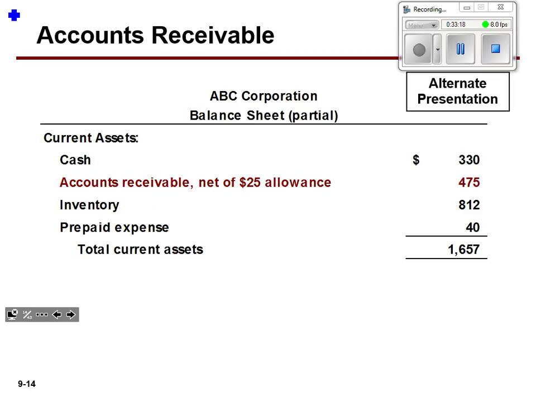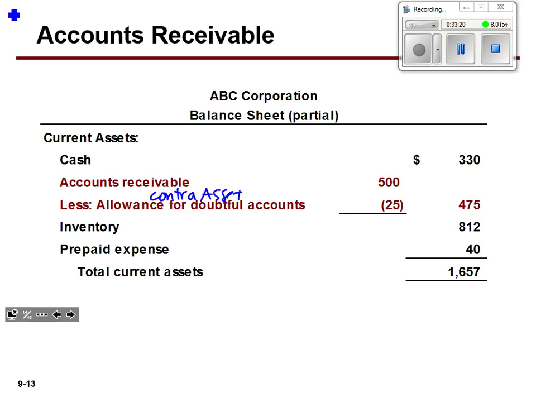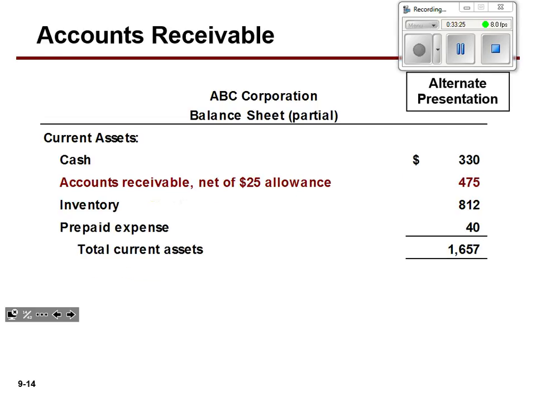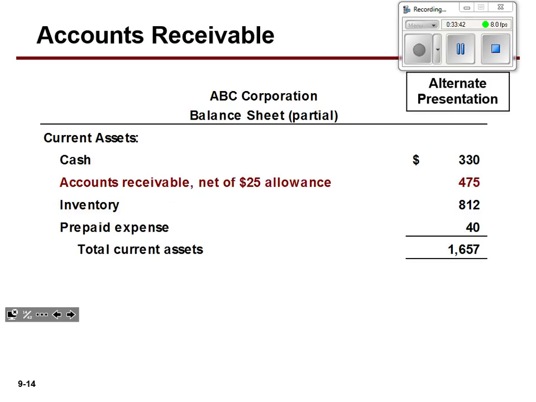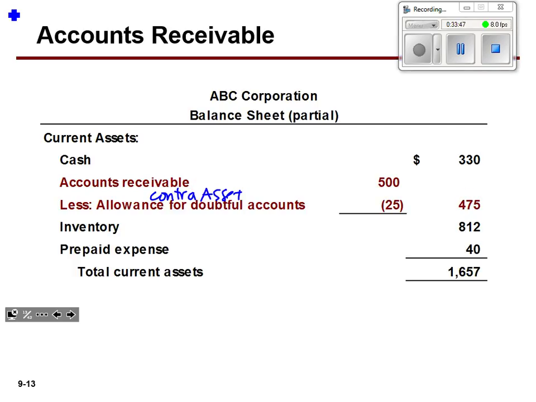Another way to look at it is all on one line. So instead of breaking it down, AR less the contra, you can put it on one line as well, AR net of the 25 allowance. I like this way better because that's how equipment is. You'll get into that with our depreciation chapter coming up. I like the two-line item. It lists it a little bit cleaner. This is an okay way, but I just think we should do it line by line. That's when you use that left column to do the math to equal the one.